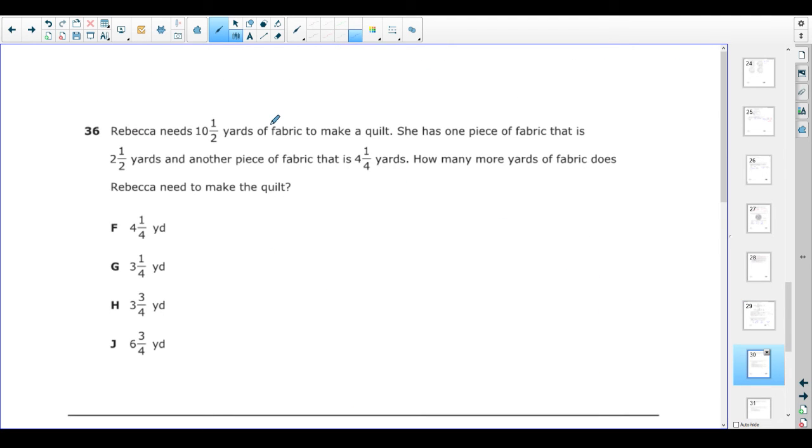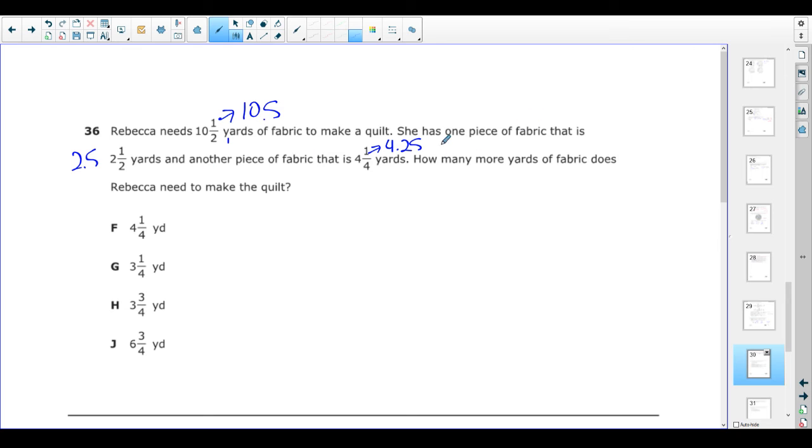Alright, 36. Rebecca needs 10.5 yards of fabric to make a quilt. She has one piece of fabric that's 2.5 yards, another piece of fabric that's 4 1/4. How many more yards does she need? Okay, so this is fractions. I don't want to deal with fractions, so let's make them decimals. So 10.5 is 10.5. 2.5 is 2.5. That was me sneezing. And 4 1/4 is 4.25.